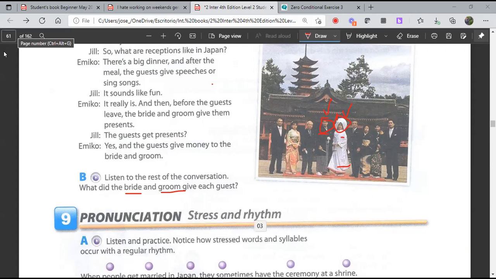Listen to the rest of the conversation. What did the bride and groom give each guest? I'm curious. What did you and your husband give everyone? Well, sugar is a symbol of happiness in Japan, so we gave each guest a box filled with sweets. What a nice custom! It sounds like it was a wonderful day. Oh, it really was.